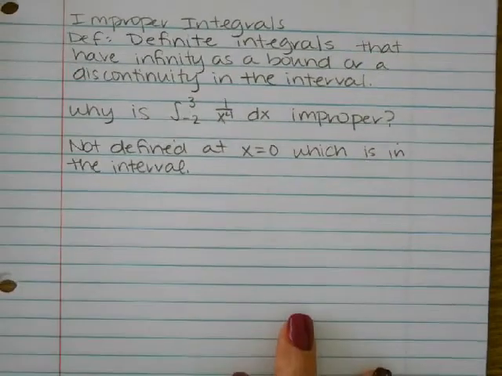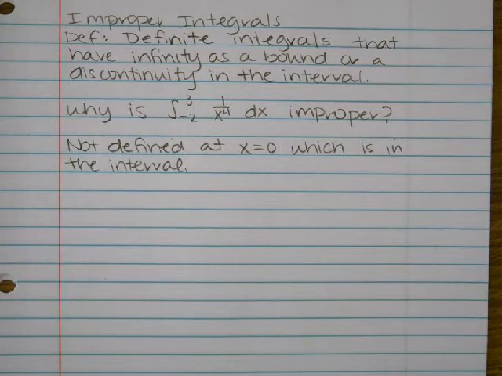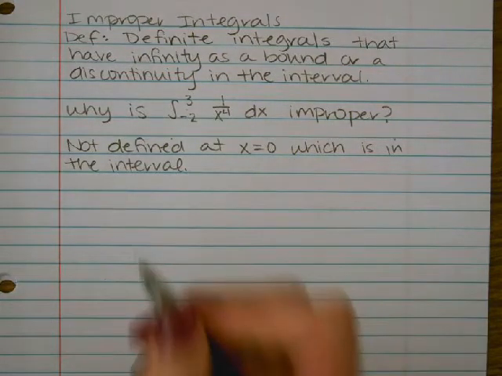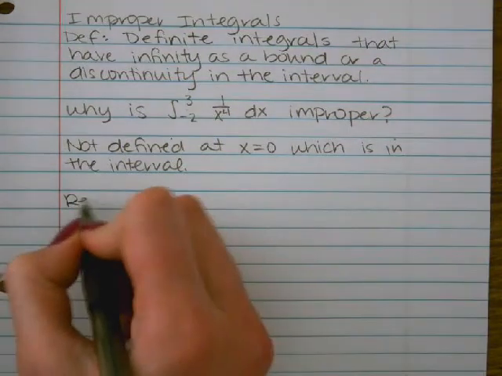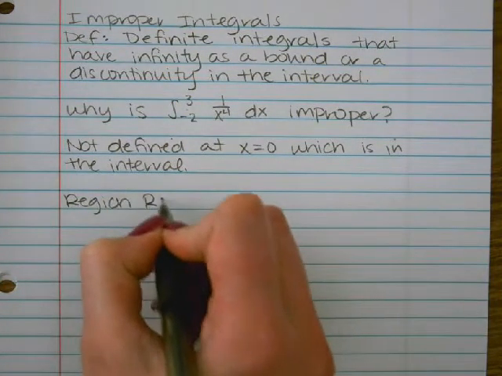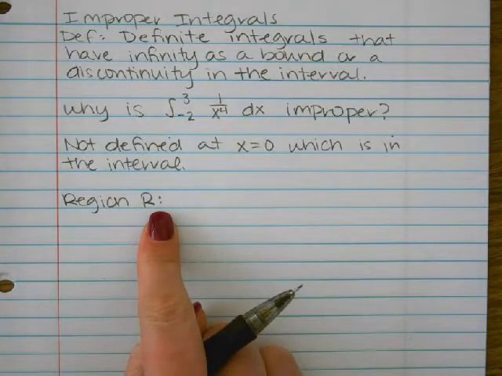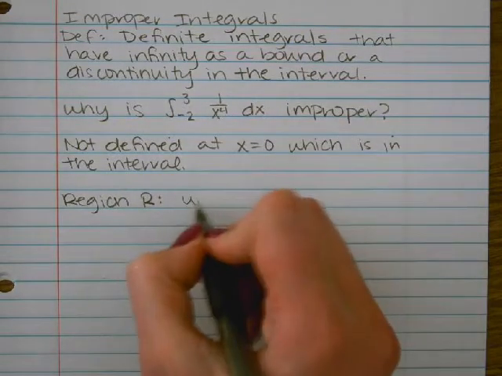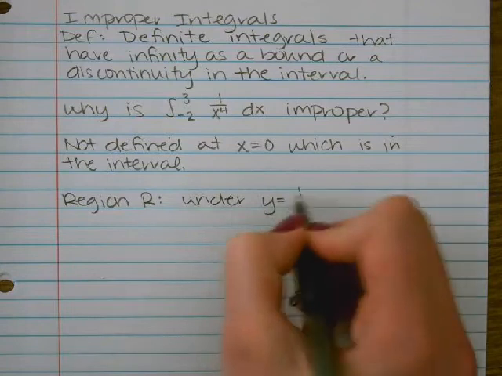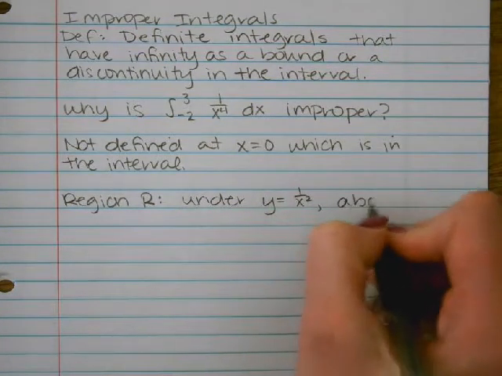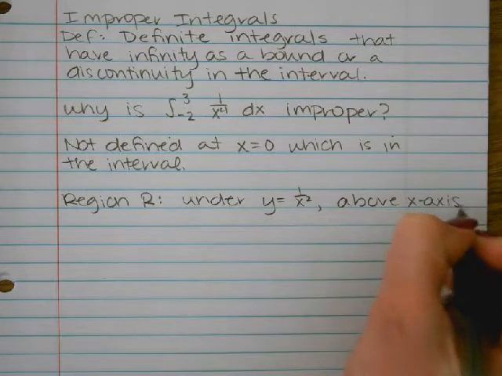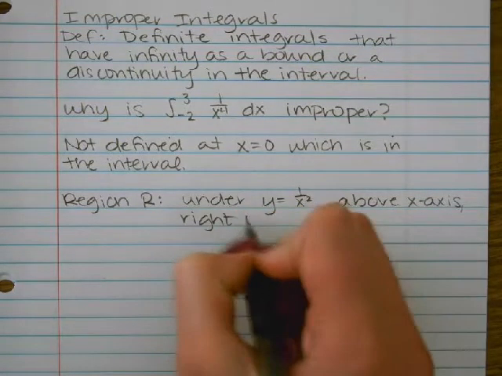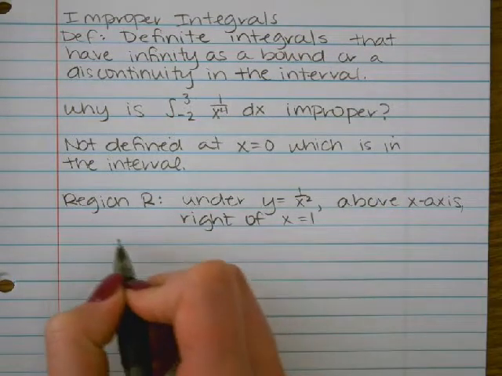So we want to look at how to handle these. This is not necessarily an example problem; instead of giving you some wordy definitions, I'm just going to show you how this might work. We're going to consider a region, I'm going to call it R. If you remember, integrals are actually the area underneath a curve. So we're going to consider an area under the curve y equals 1 over x squared, above the x-axis, and to the right of x equals 1. So a little sketch.